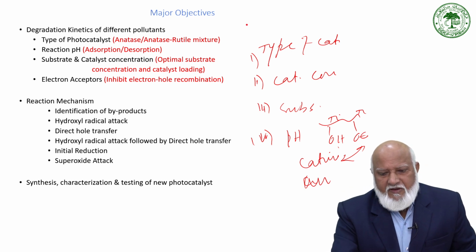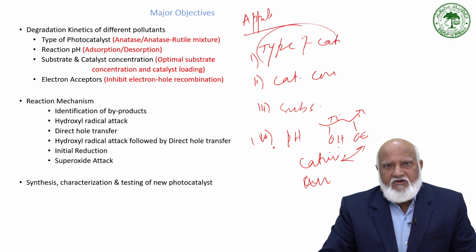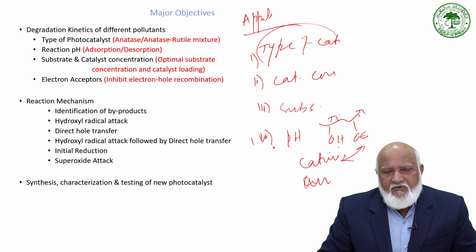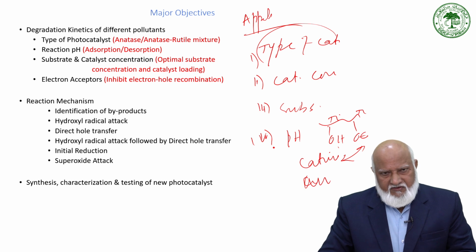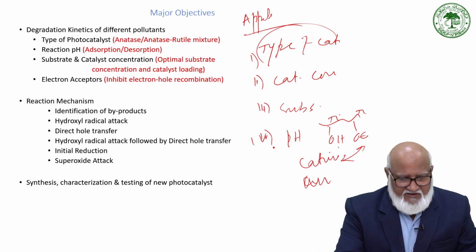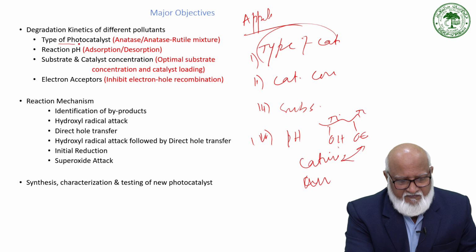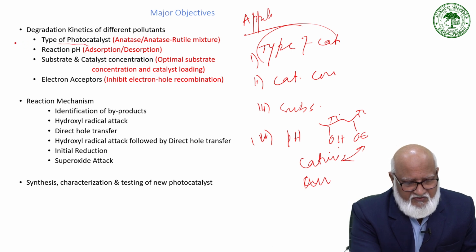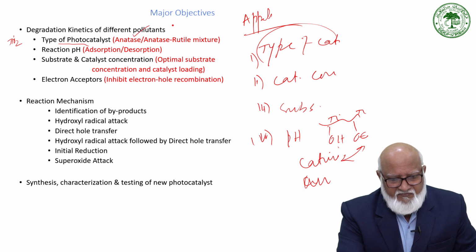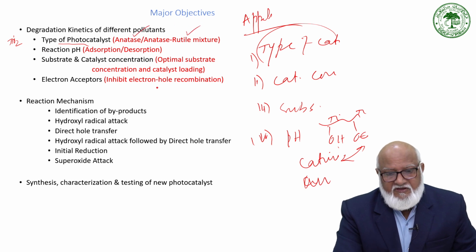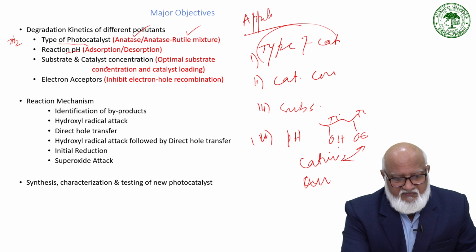So from the application point of view, it is always important to determine the optimal condition, the best condition, on the laboratory scale, and then go to a pilot plant experiment for larger scale. There are different types of TiO2, anatase or rutile, and sometimes a mixture of these. pH is important for adsorption, desorption, substrate, catalyst, and electron acceptor.